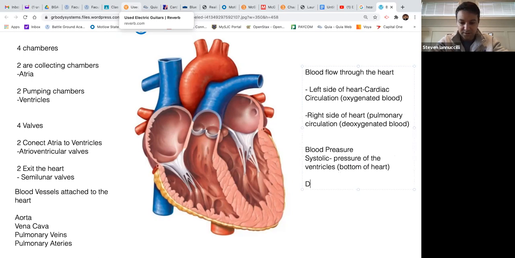And we'll talk about diastolic pressure, which is the pressure of the atria relaxing, and that is going to be the top of the heart.